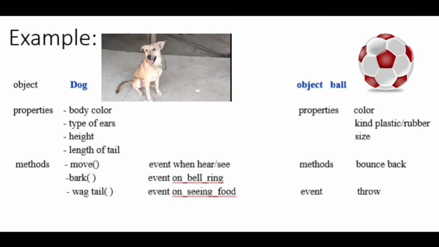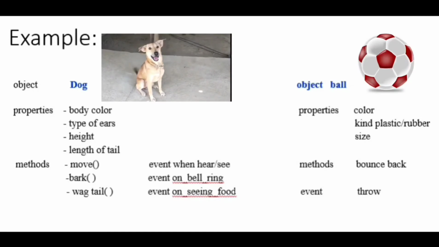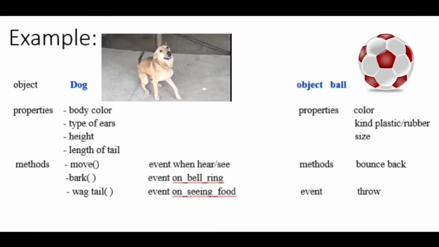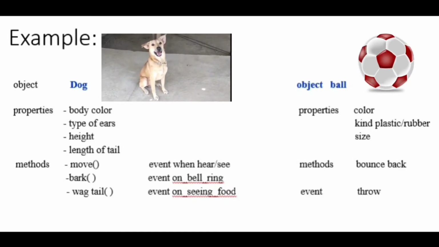When the dog hears a sound, the dog might move, or when the dog hears the bell ringing, the dog might bark, or in the event of the dog seeing food, the dog might wag its tail.